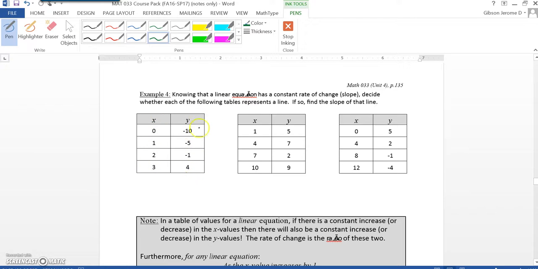So our y value should be consistent, either going up or going down at a consistent rate. So negative 10 to negative 5 is a positive 5. Negative 5 to 1 is a positive 4. And negative 1 to 4 also would be a positive 5. So this is not consistent, so it's not a line.